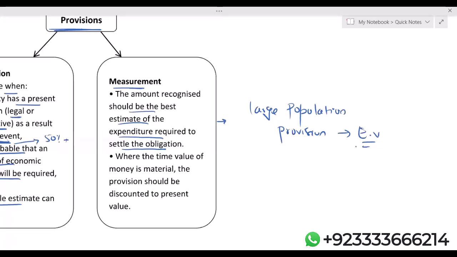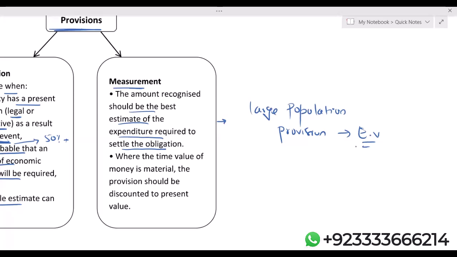For example, let's say your company has given a warranty for 1 year. You have sold the goods, and the warranty says if there are minor defects, the company is going to bear the repair expenditure. If there is any major problem, the company will replace those items. And let's say history says 10% of items sold are returned for a warranty claim. Out of that 10%, 40% go for minor repairs and 60% need replacement. So you are dealing with a large population, and you should be making the provision on the basis of expected values.